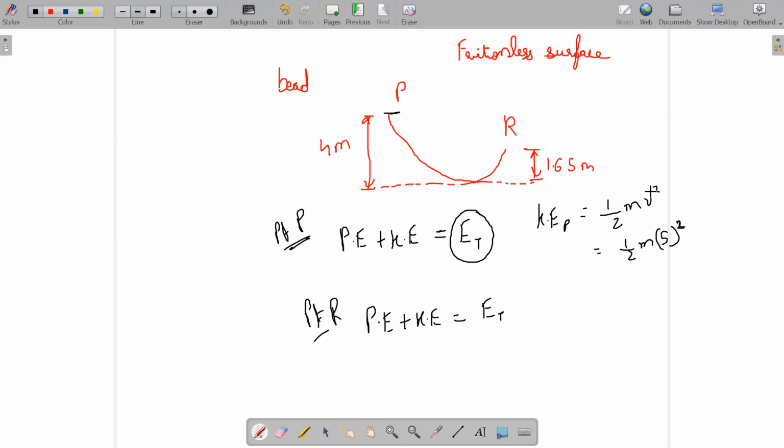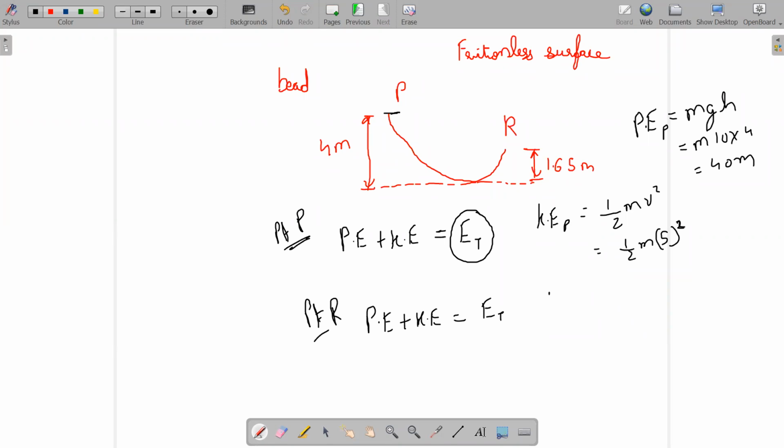Now, in potential energy case, let us say PE is the potential energy, PE at point P. It is said at a height of 4 meter. That means mgh. I told you to take g as 10. So m into 10 into h is 4. Okay. So we get 40 m. Now, at point R, we don't know the kinetic energy, right? That is what they are asking. Find the velocity of the bead at point R.